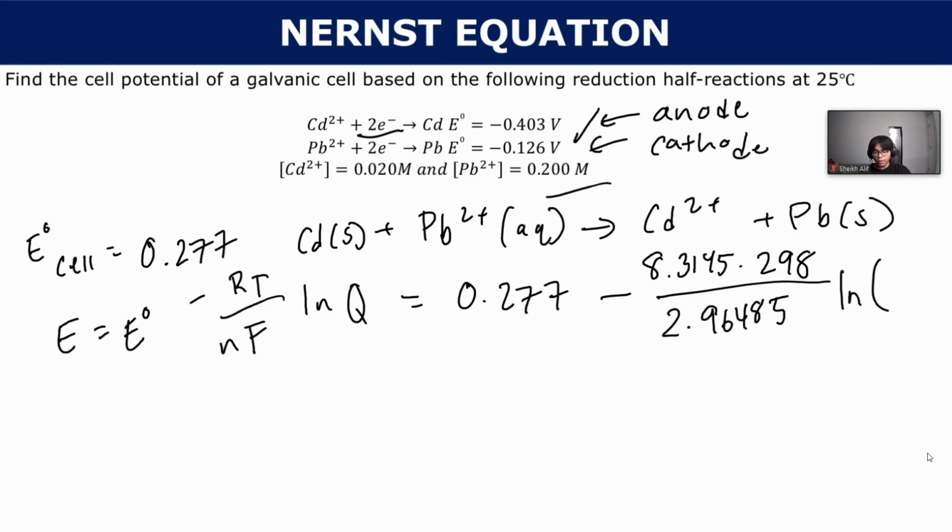Now, the Q value that we want here is the concentration of the products over the concentration of the reactants. So it's going to be the concentration of the cadmium 2 plus over the concentration of the lead 2 plus, because remember, solids are never involved in our equilibrium expressions like that. So cadmium has a concentration of 0.02, and lead has a concentration of 0.2.